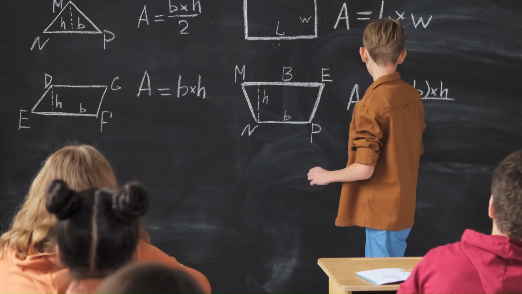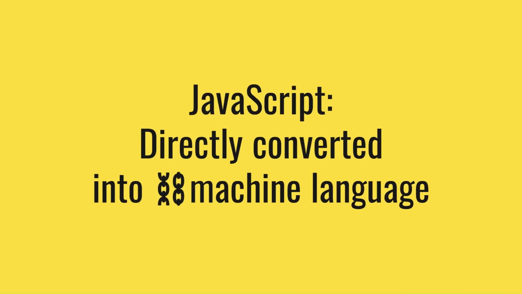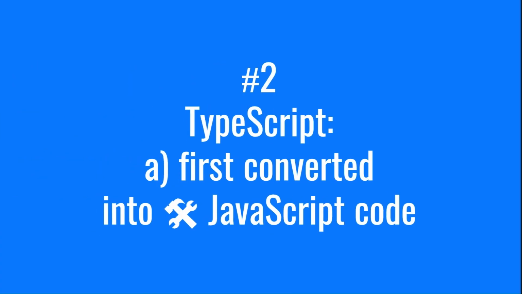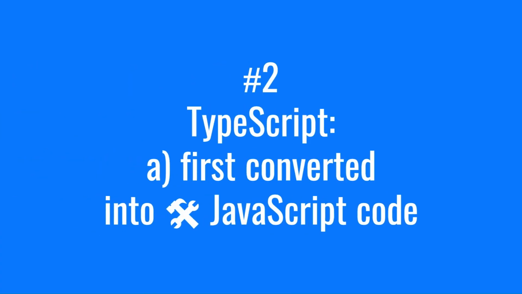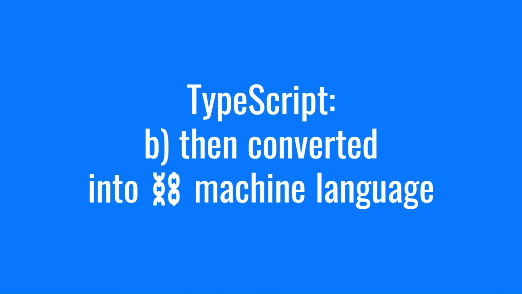The next difference is the way of execution. JavaScript code is directly converted into machine language for execution. TypeScript code is first converted into JavaScript code, and then it is converted into machine language for execution.